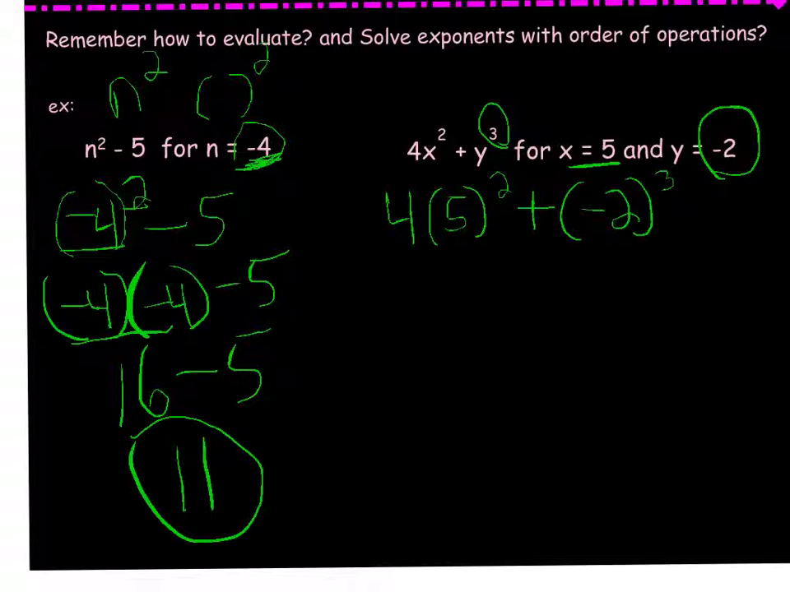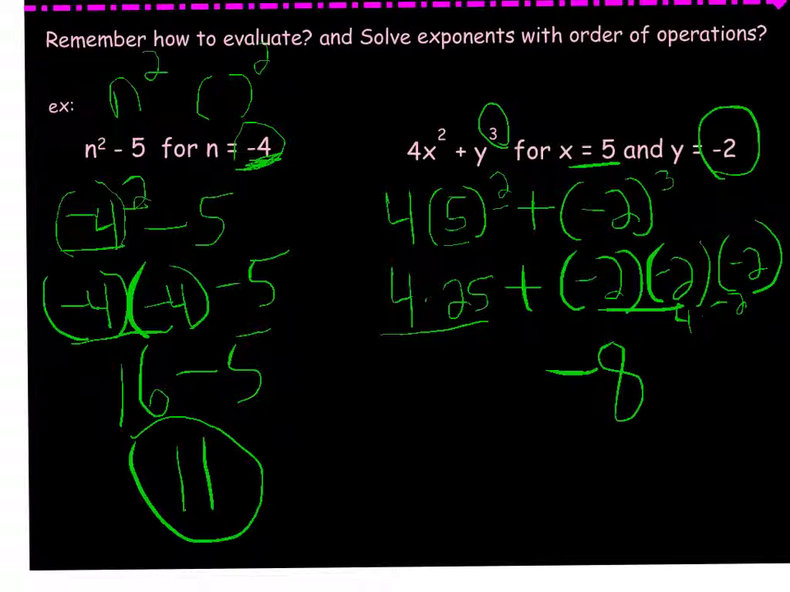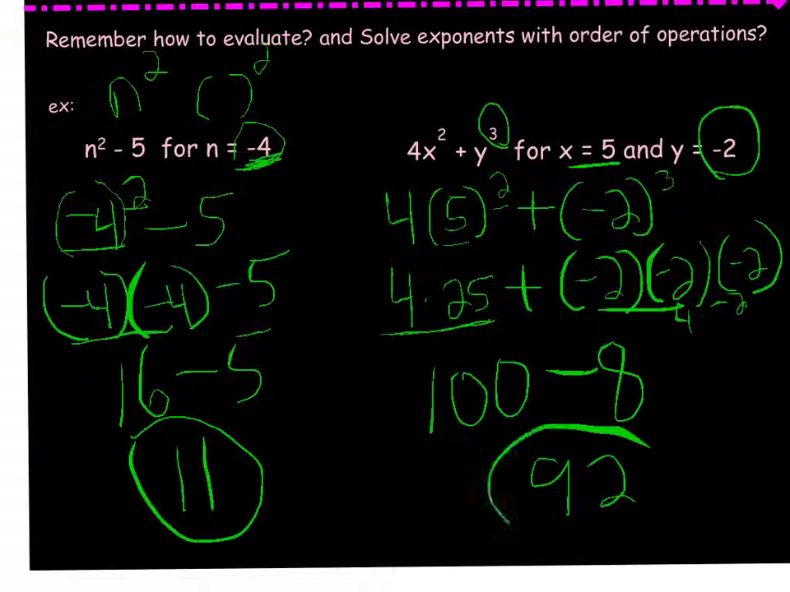I'm going to do exponents first. So 5 to the second power is 25, so that's 25. Then I remember that this means write the parentheses 3 times. So -2 times -2 is +4 times -2 is -8. So this side is -8. I can do this side. I kind of went out of order a little bit, but 4 times 25 is 100. 100 minus 8 is 92. All right, that's my answer for this one.